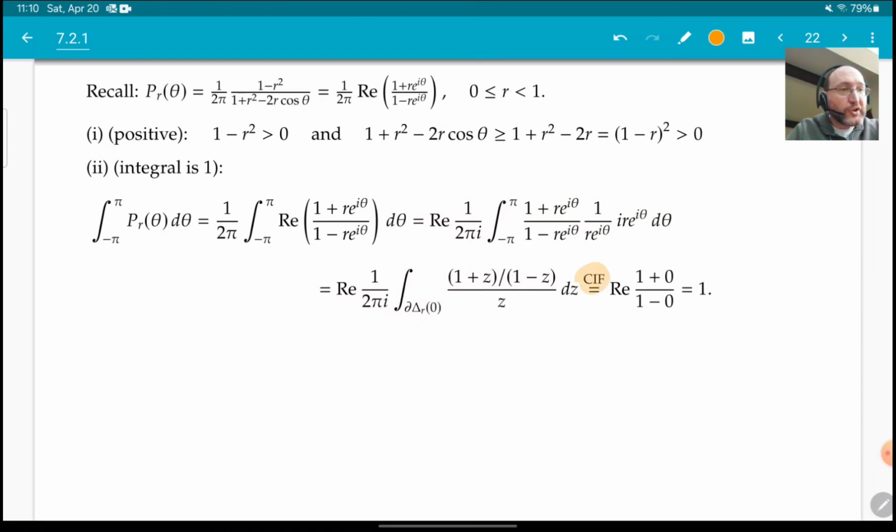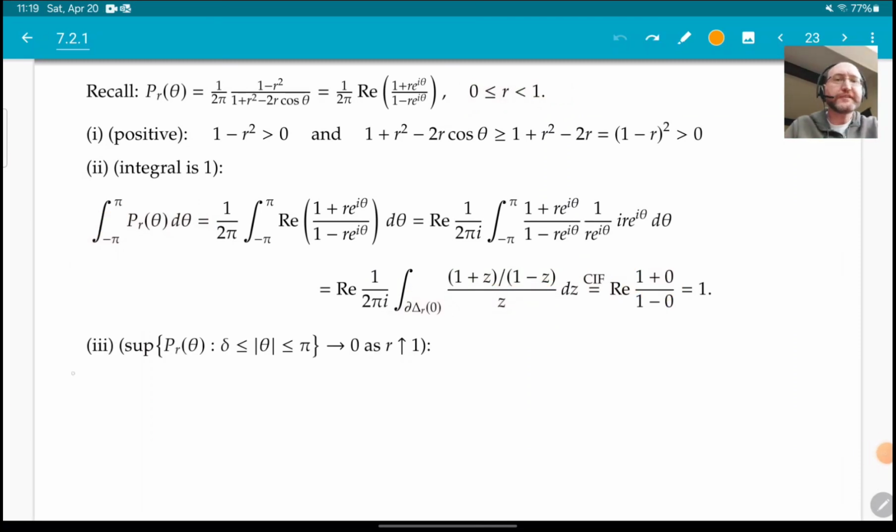Well, the Cauchy integral formula says that r is again less than 1, so this is a smaller disk, and this is nicely holomorphic inside the r disk centered at 0. So we're just looking at the value at 0 of this function: 1 plus 0 over 1 minus 0, and we take the real part of that. So it's 1. That's exactly what we wanted. So the Cauchy integral formula to the rescue.